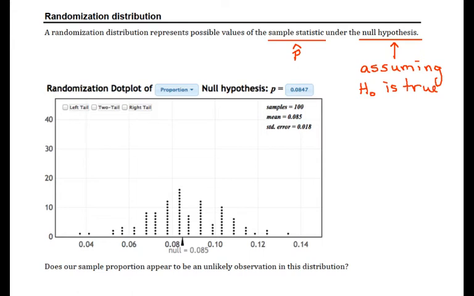So this is a little bit different from a bootstrap distribution. A bootstrap distribution does not have a null hypothesis. Everything is based on the sample statistic. We just take lots of possible values of that sample statistic based on the only thing we know, which is our sample statistic. Here we also have a null hypothesis. So notice that the center of this distribution is at that null parameter value of 0.085, not at our sample statistic, which was 0.129. So the distribution is centered at the null parameter.